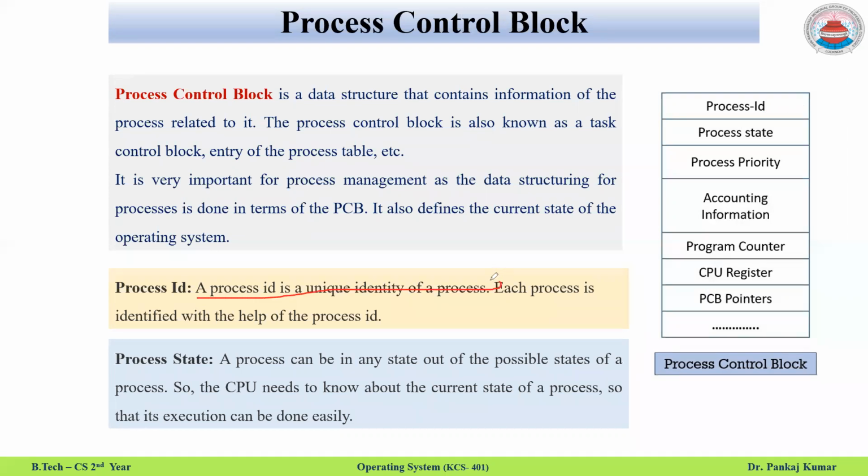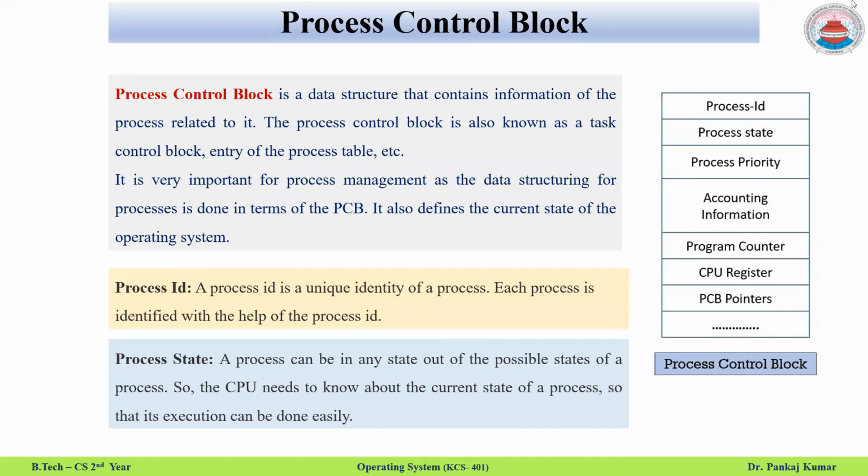So the first one is the process ID. It is a unique identity of the process. Each process is identified with the help of its process ID. Clear? So each process has its own ID, and it is assigned by the operating system. Clear?